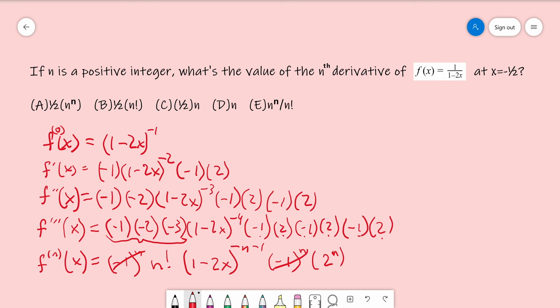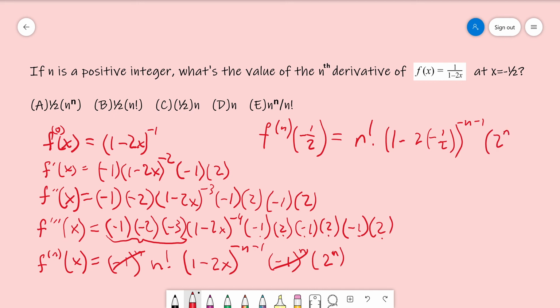And it's asking us for the derivative at x equals negative 1/2. So if we plug in negative 1/2 for x, we get n factorial, 1 minus 2 times negative 1/2, to the negative n minus 1, times 2 to the nth power. Well, this can simplify: negative 2 times negative 1/2 is going to be a positive 1. So we're going to have a 1 plus 1 here, which is just 2. So we have n factorial, 2 to the negative n minus 1, and 2 to the n.